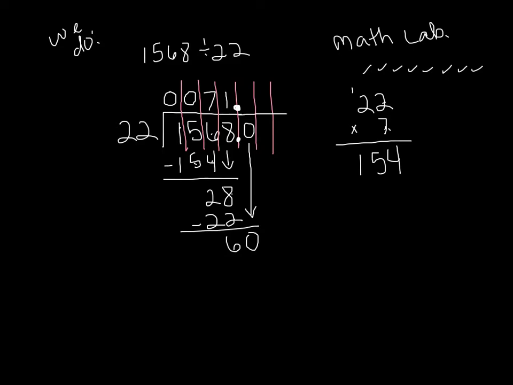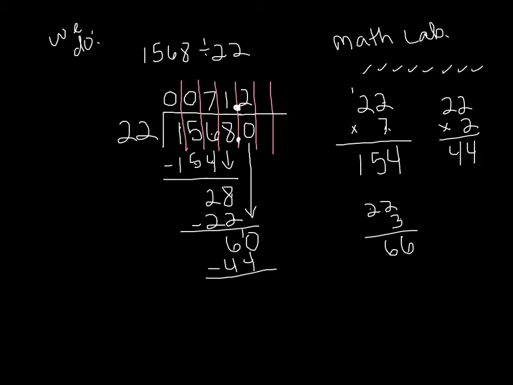22 into 60 now. It's going to go, I was thinking 3, but that's going to be over 60. It's going to be 2, 44, because 22 times 3, 30 times 2 is 6, and 3 times 2 is 6. It's 66. Too much, of course. So it's 2. Gives me 44.